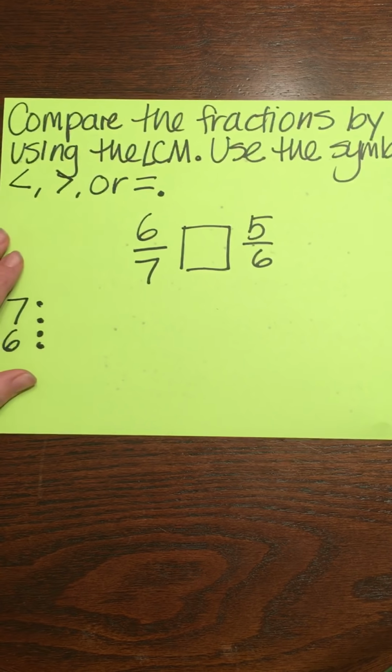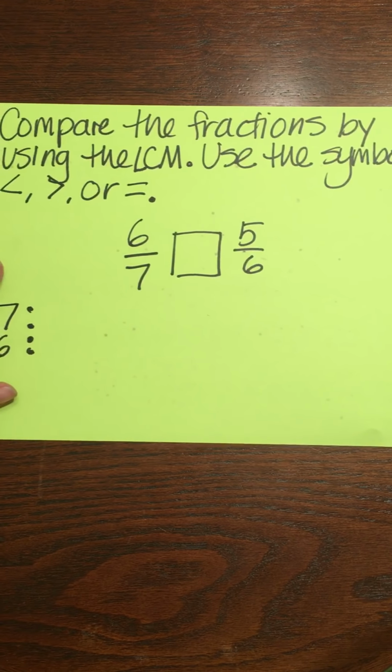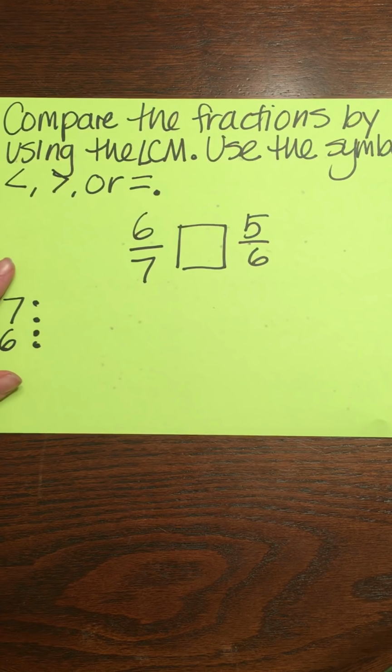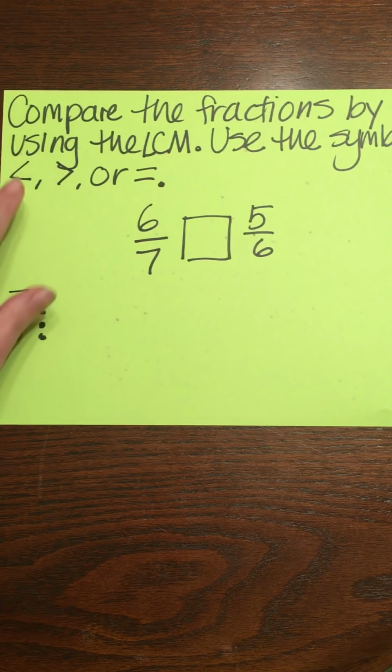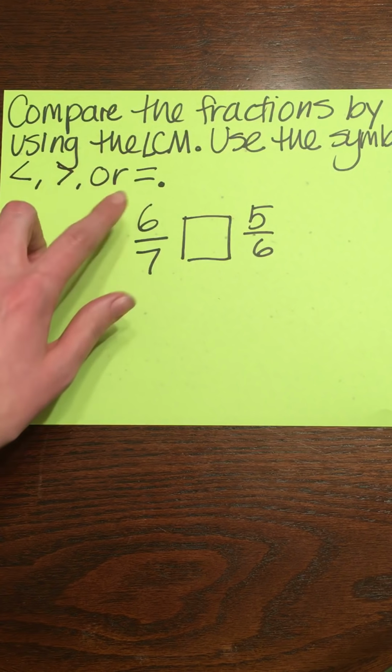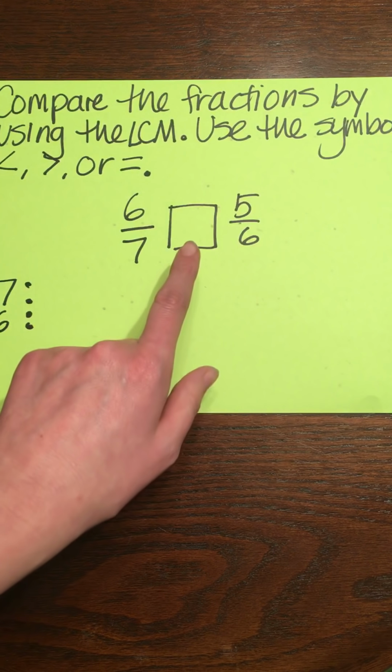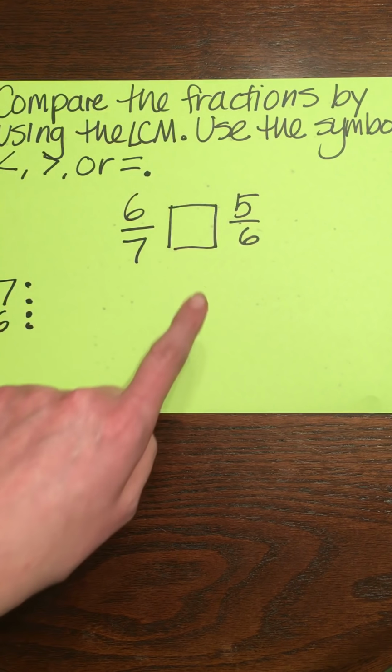All right, so we're going to compare fractions by using the LCM. We're going to use the symbol less than, greater than, or equal. So we're going to decide what we think goes here in the middle of these two fractions.